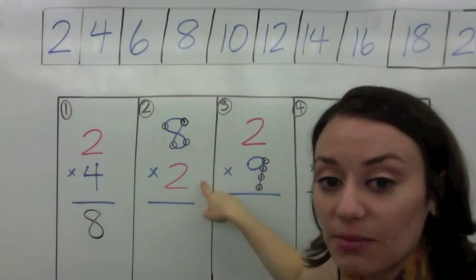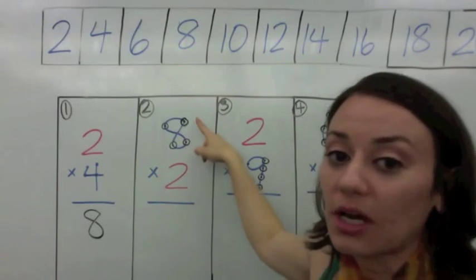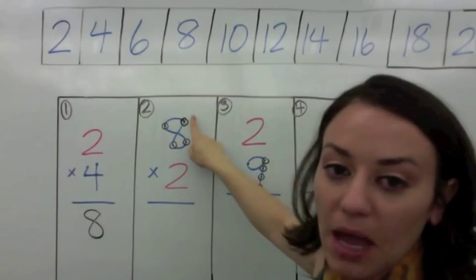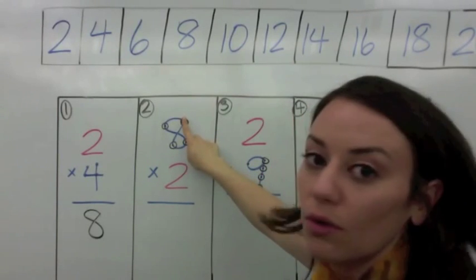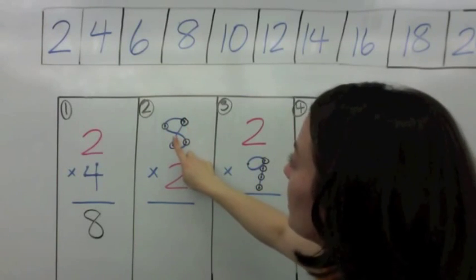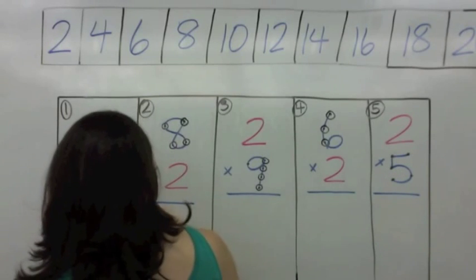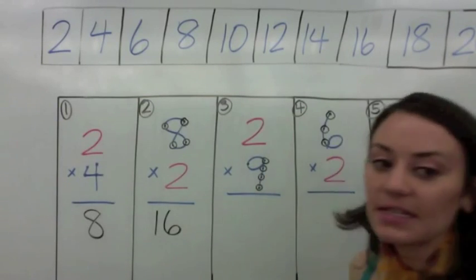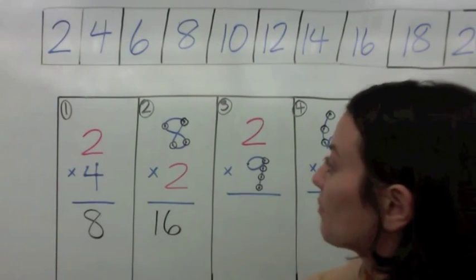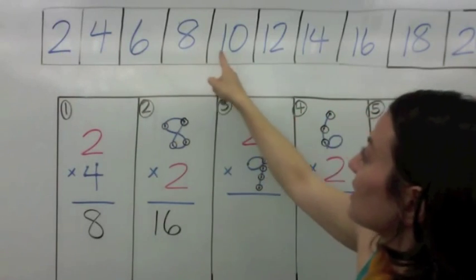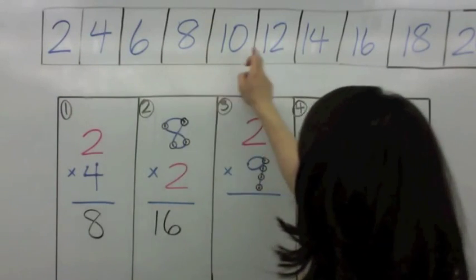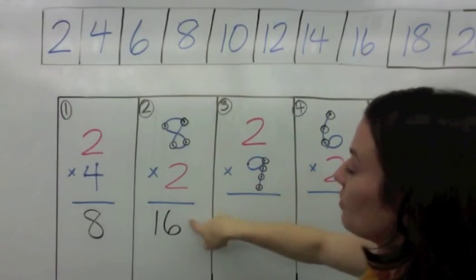So this is 8 times 2. 8 times 2 is the same as 2 times 8, right? So you're going to skip count by 2, skip count with me, ready? 2, 4, 6, 8, 10, 12, 14, 16. Okay, so 8 times 2 is 16. So how many times do you skip count by 2? Remember, 2, 4, 6, 8, 10, 12, 14, 16. That's 8 boxes. 1, 2, 3, 4, 5, 6, 7, 8. So 8 times 2 is 16.